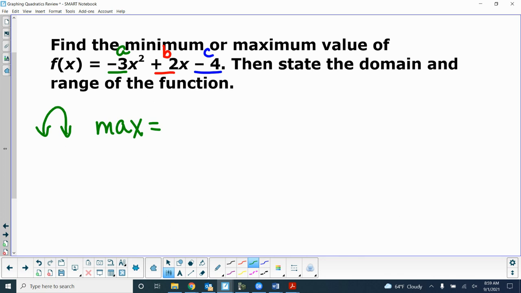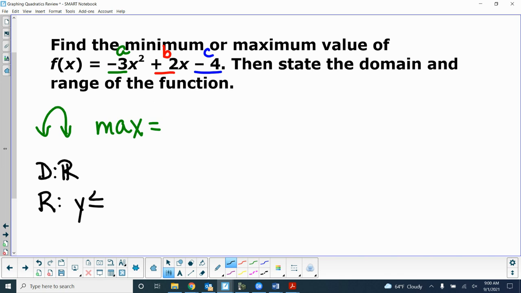Okay? Again, domain is always what? We can answer that right away. All real numbers. Okay? Range is y, since it's a max, what? Less than or equal to. Again, once we figure this out, this number and the max value will be the same number. In order to figure it out, we got to figure out the vertex. Before we can figure out the vertex, we got to figure out the axis of symmetry, right?